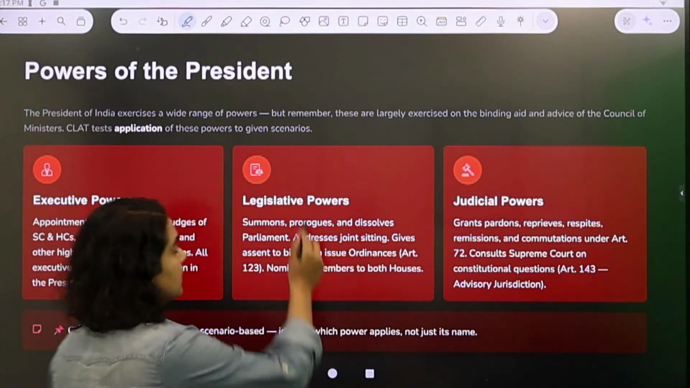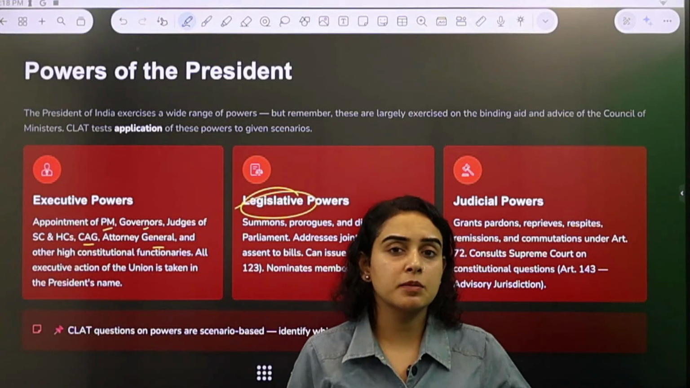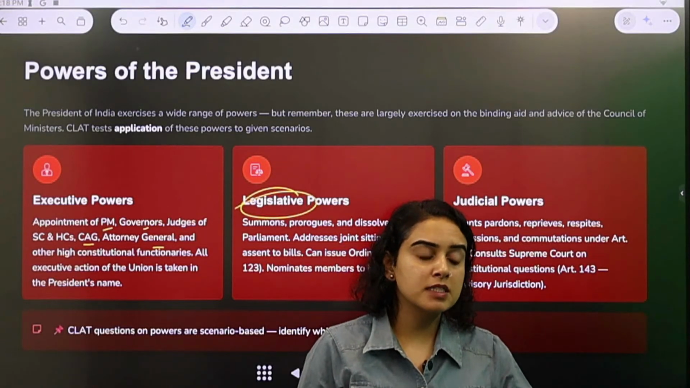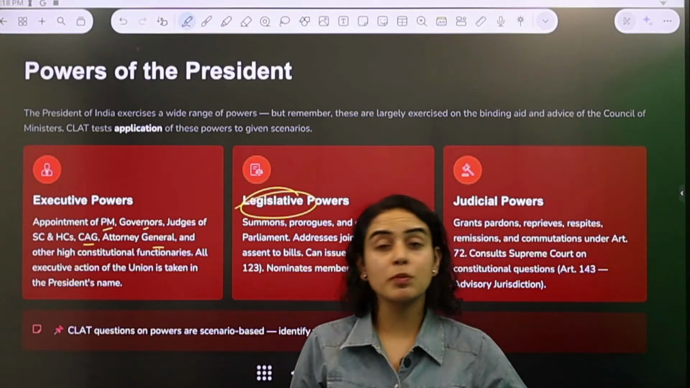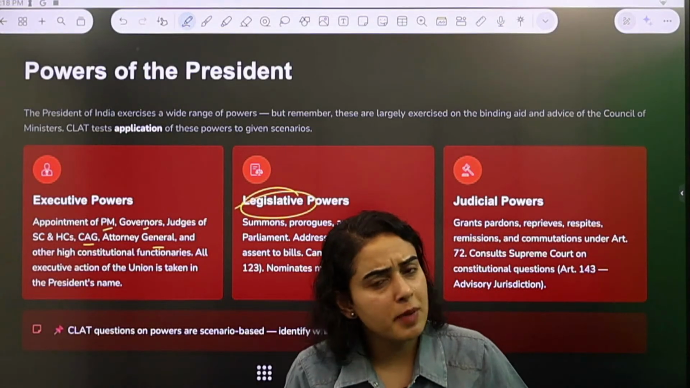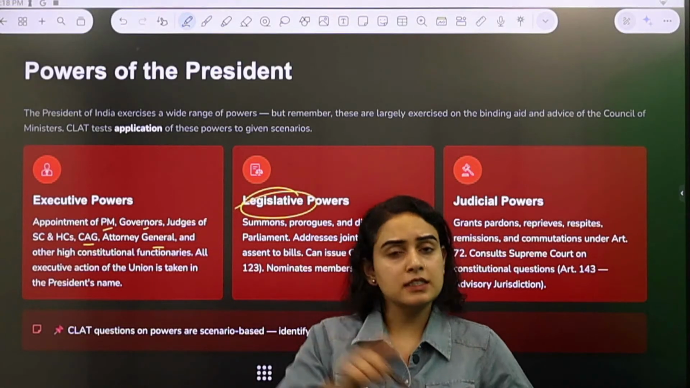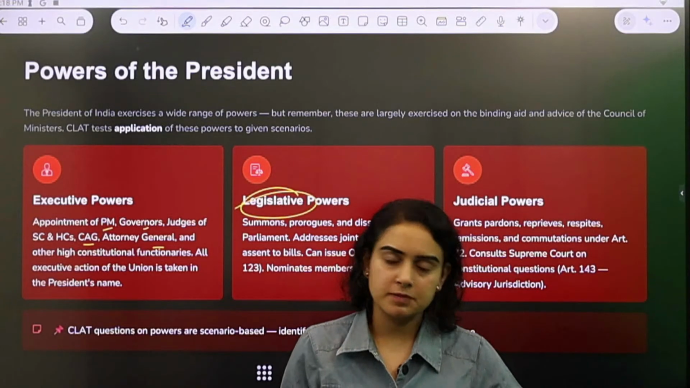Secondly, let's understand the legislative power. Now, what are legislative powers? Legislative powers basically means law-making powers, okay? So now we say that there are some legislative powers which the president has. So the president can also make some laws, but he's not part of the legislature. Then how is he even making laws? This is something which is very interesting and very important to understand.